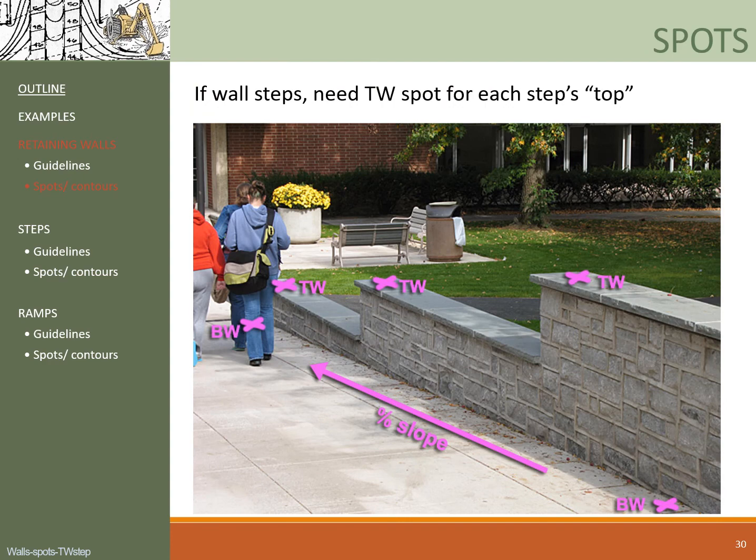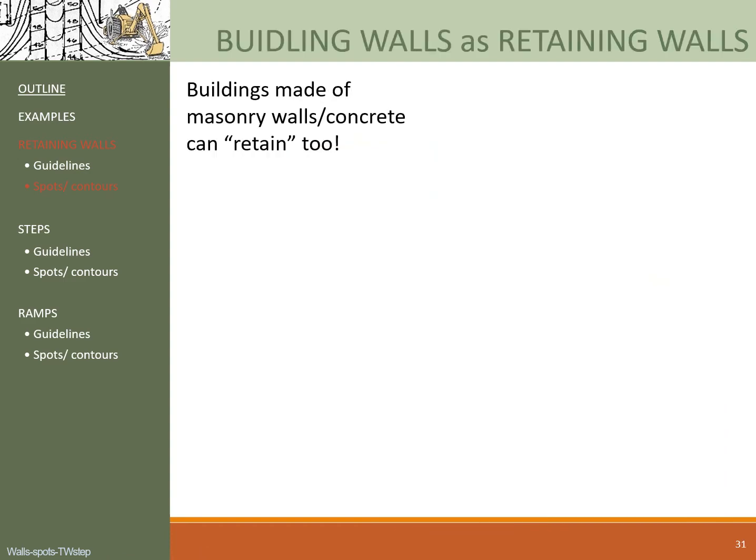Now, here's an example of a stepped wall. As mentioned before, in this scenario, every step needs a TW spot marked where the stepping occurs. Okay? In terms of the bottom of the wall spots, this example shows two BW spots at the beginning of the slope on the ramp here, and then at the end of the wall there. Okay, that was how we represent retaining walls with contours and spots.